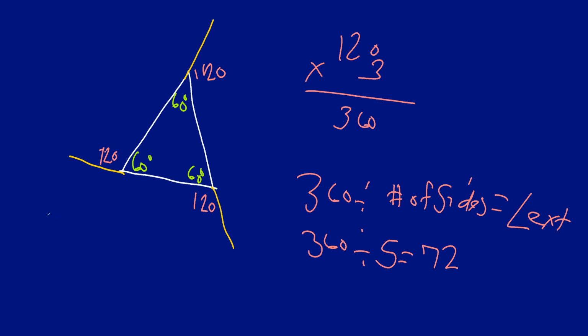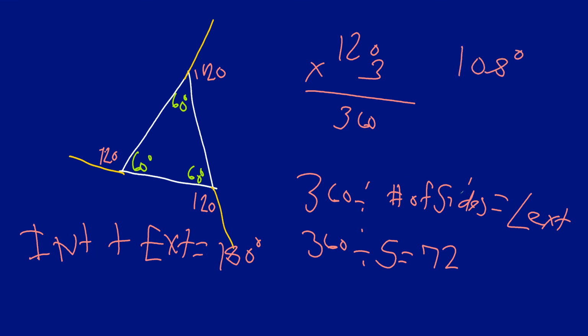And so if you remember this supplementary rule, you just take the interior angle plus the exterior angle will always equal 180 degrees. That's the rule. And so in my pentagon example, remember that the internal angles were each 108 degrees. We already mentioned that. And so to find the external angles, I just take 360 divided by the number of sides, which for a pentagon is going to be 5. And this right here is my external angle.